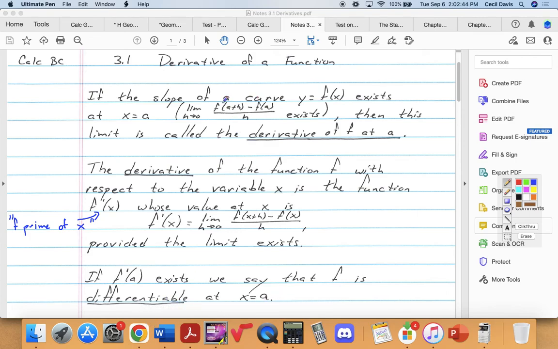But I don't know if I told you guys this last week, but this is called the difference quotient. And that's why it has difference in it, because it's the limit of the difference quotient. Okay? You don't need to remember that, but if you're ever like, why did they call it that? That's why.